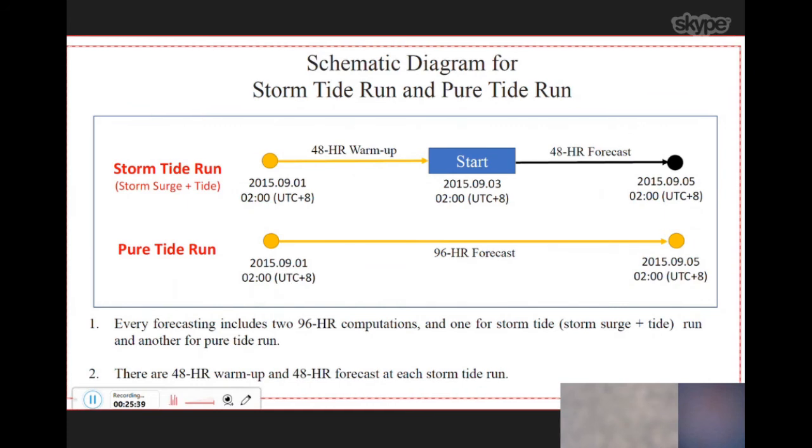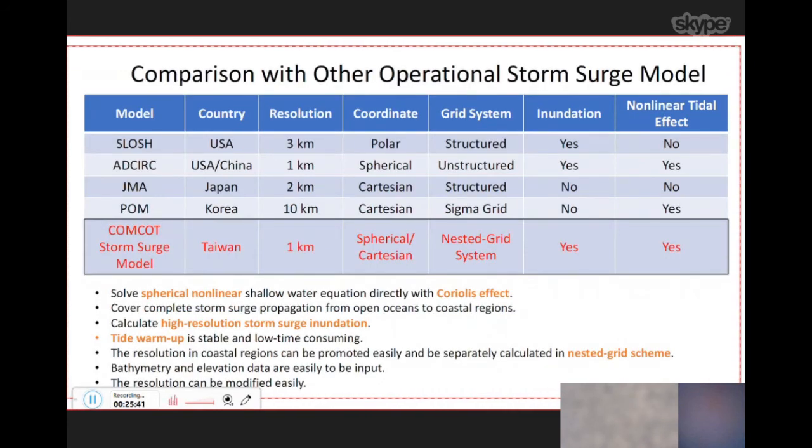Our model can be compared with other countries' operational storm surge models. In the USA, they use SLOSH. In the USA or China, they also use ADCIRC. In Japan, they use the JMA model. In Korea, I have no idea, maybe they use a different name for the storm surge model, but it is also based on a similar model. In Taiwan, we are now using the COMCOT storm surge model. Because Taiwan is not so big, the resolution in Taiwan can be 1 kilometer.